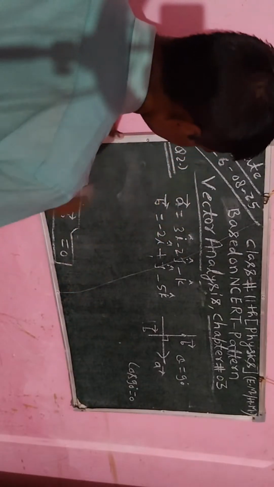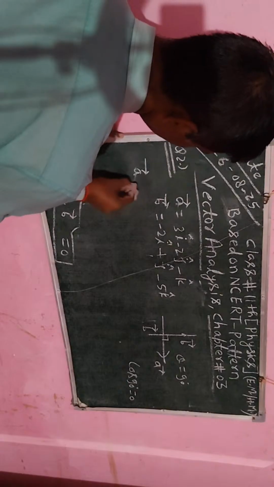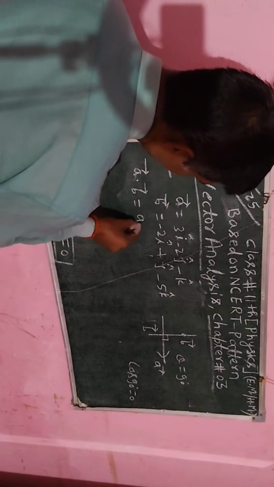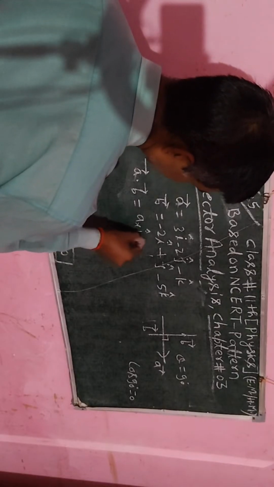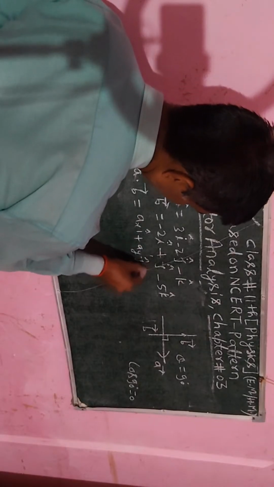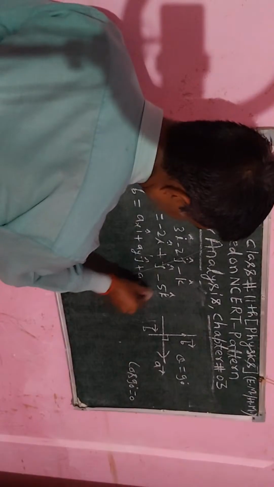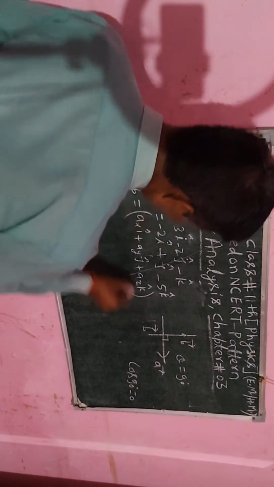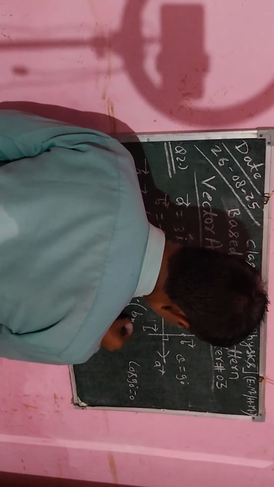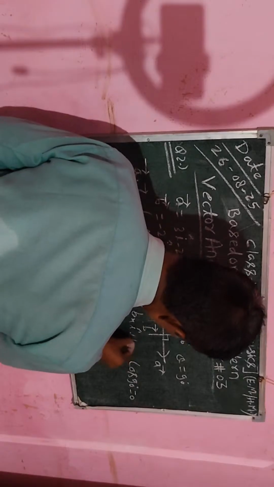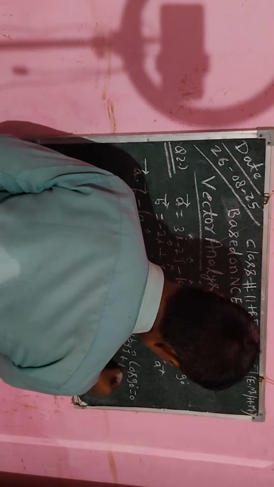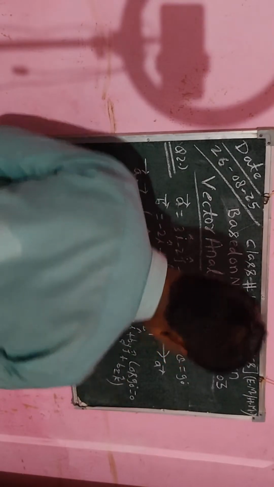So here I will say one vector is A and the other is B. So A dot B means that here I write Ax vector i cap, and in general form Ay vector j cap plus Az vector k cap. I have to write it here, and then I will take its dot product. Its dot product will be Bx vector i cap, By vector j cap plus Bz vector k cap. I have to write here.